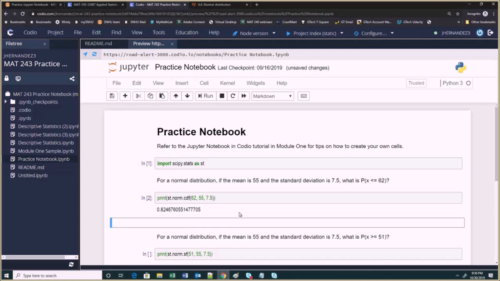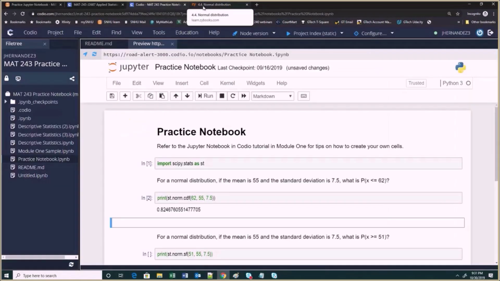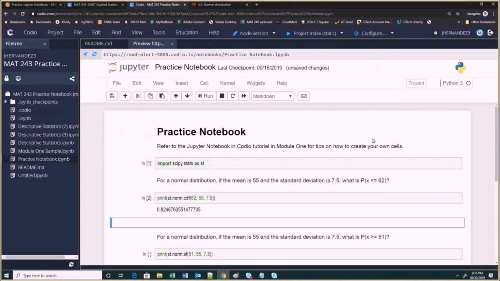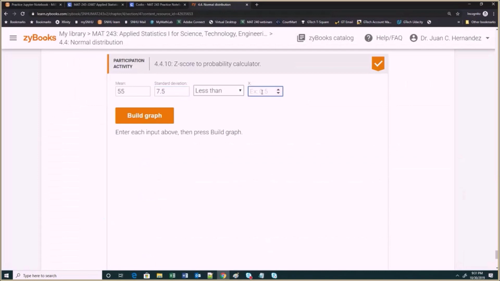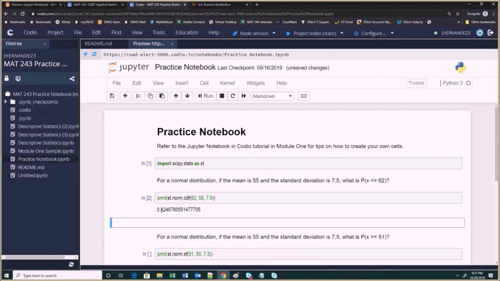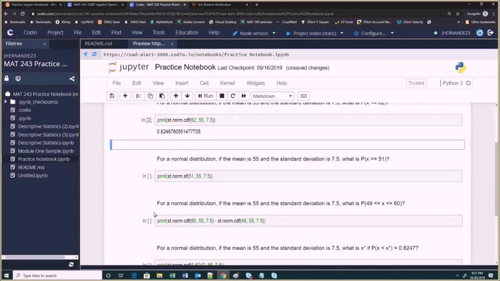That's the probability of x less than or equal to 62 if the mean is 55 and the standard deviation is 7.5. Let's verify this using the calculator that's in Zybook. So my mean is 55. Standard deviation is 7.5. Less than or equal to 62. Let's build the graph. Here's the graph. Here's the area that gets highlighted, and the answer is 0.8247, which is the same answer here. Okay, so let's move on to the next example.